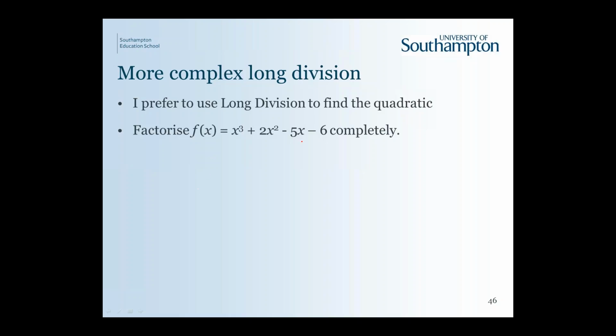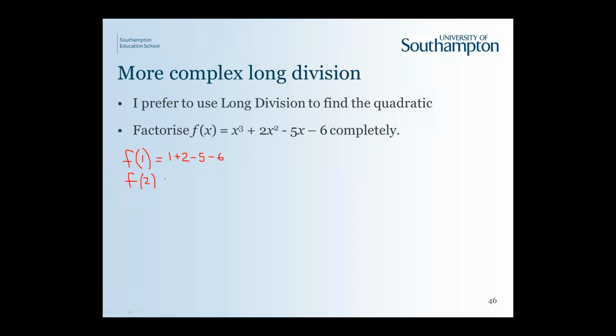So to factorise this cubic, I know that I need to look for factors using the factor theorem. The factors are possibly 1, minus 1, 2, minus 2, 3, minus 3, 6, minus 6, because that's what goes into minus 6. So f of 1, I'm going to get 1 plus 2 minus 5 minus 6. So that is not going to help me, and I don't think minus 1 would help me either.